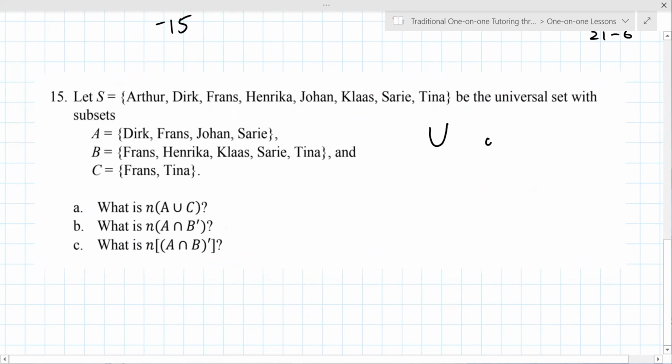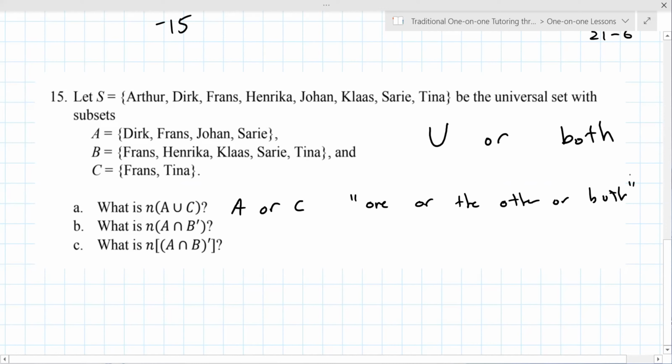This one means or, or both, basically. So when it says A or C, you're saying it can be in one or the other or both.